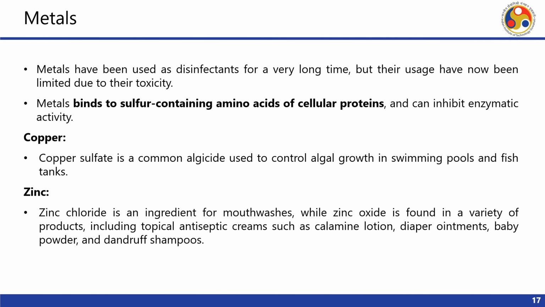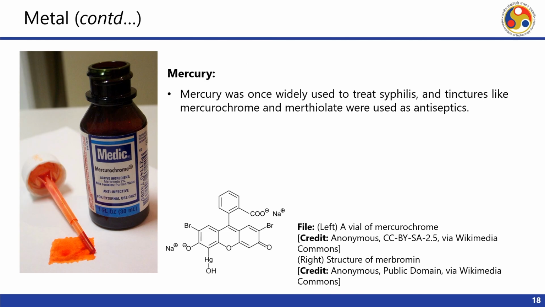Then we have zinc. For example, zinc chloride is an ingredient in mouthwashes, while zinc oxide is found in a variety of products including topical antiseptic creams such as calamine lotion, diaper ointments, baby powder and dandruff shampoos. Then we have, of course, toxic metals like mercury. It was once used widely to treat syphilis, and tinctures like mercurochrome and merthiolate were used as antiseptics.